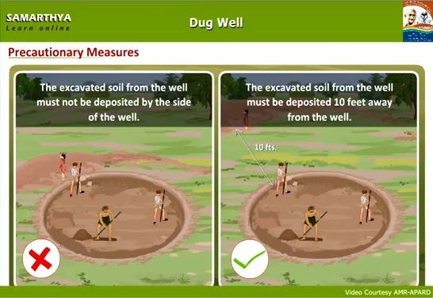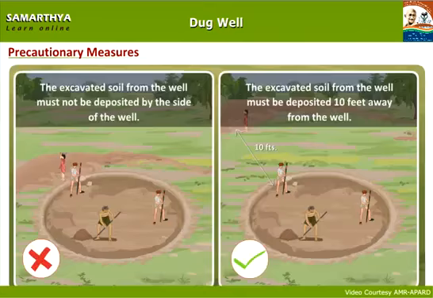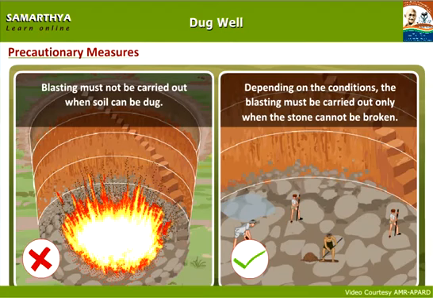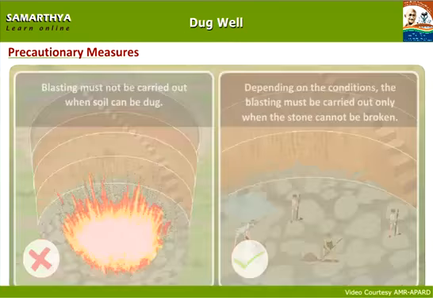The excavated soil from the well must not be deposited by the side of the well. The excavated soil from the well must be deposited 10 feet away from the well. Blasting must not be carried out when soil can be dug. Depending on the conditions, the blasting must be carried out only when the stone cannot be broken.